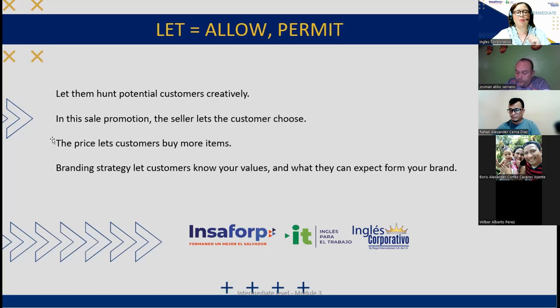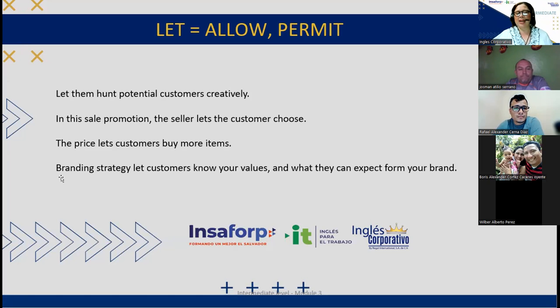Okay, let's look at the other one. The price, subject, lets, the verb, permits, right? Allows, lets customers, and look, what's the action that the price is causing? Buy more items. If the price is low, maybe customers are going to buy some more items, not only one item, but maybe a different kind of item, okay? Extra. Maybe they haven't thought about buying something and they buy it because of the prices. All right, so the price lets customers buy more items.